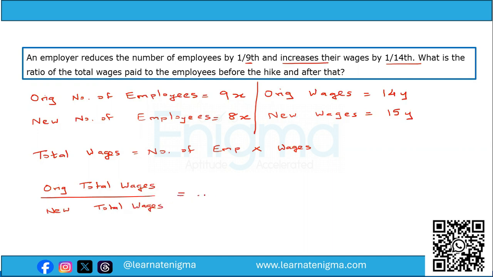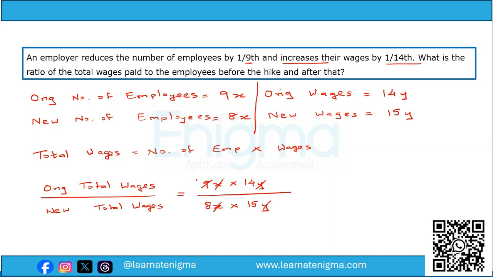Now, original total wages will be 9x multiplied by 14y. And the new total wages will be 8x multiplied by 15y. So x gets cancelled, y gets cancelled.